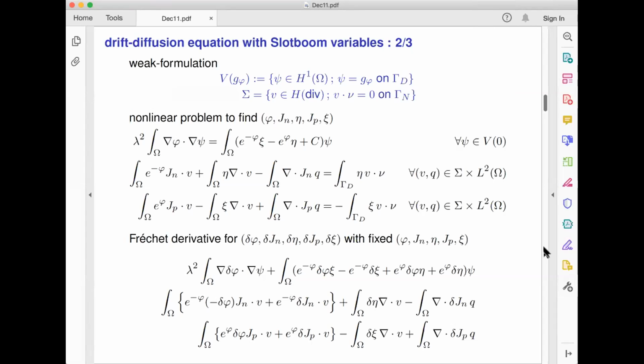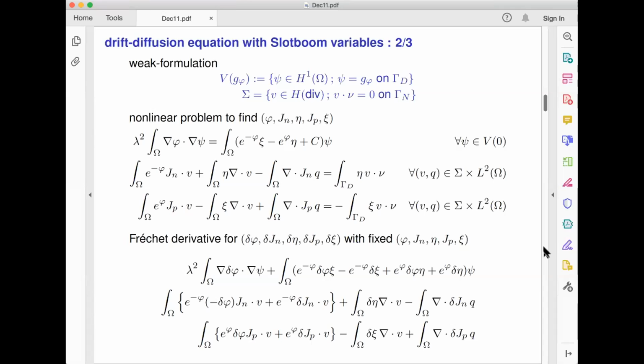To do that, first I calculate the Fréchet derivative of this system. The linearized system consists of these three lines with given phi, Jn, eta, Jp, and xi. We need to find delta phi, delta Jn, delta eta, delta Jp, delta xi. Of course, this is a variational formulation. In FreeFEM, we can write these equations almost directly in a script.